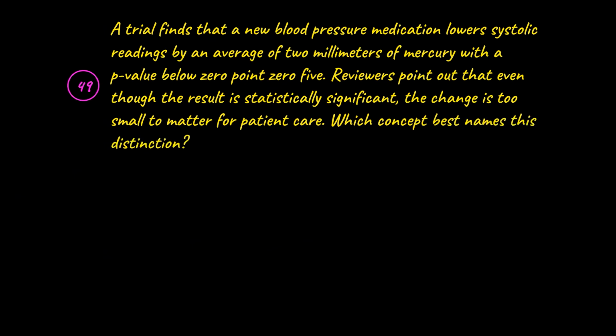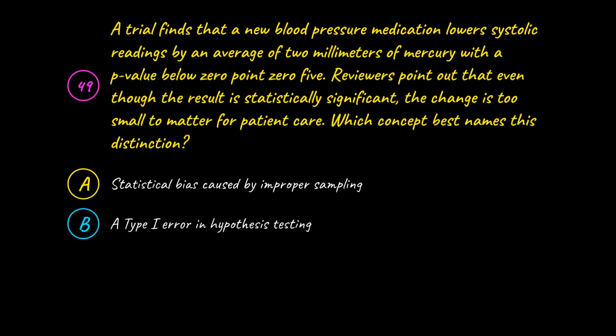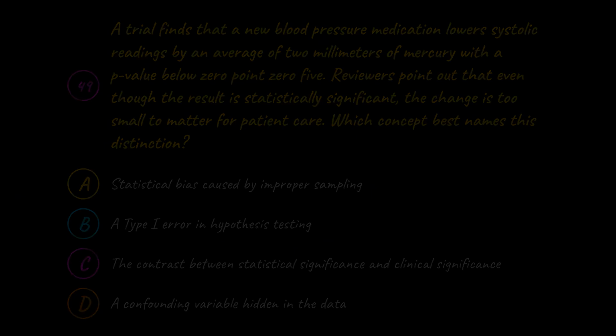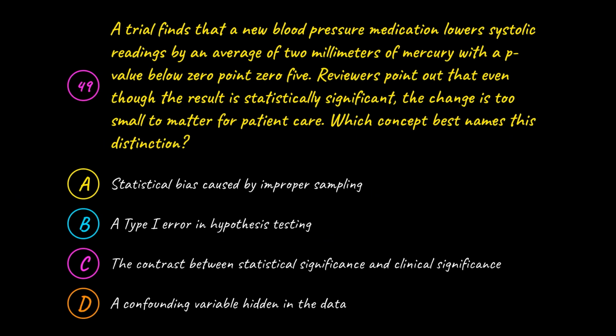Your options are A. Statistical bias caused by improper sampling. B. A type 1 error in hypothesis testing. C. The contrast between statistical significance and clinical significance. D. A confounding variable hidden in the data. Which one is it? Pause the video if you need more time.